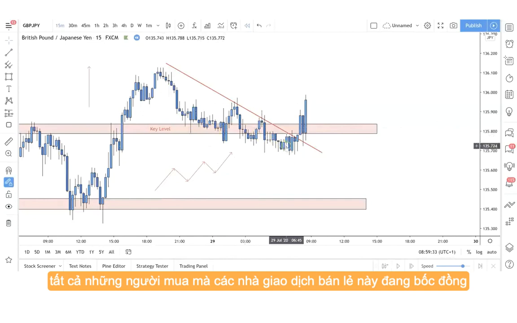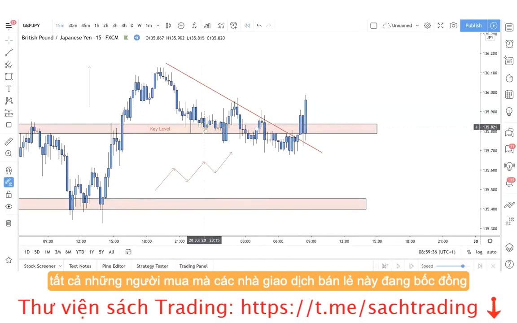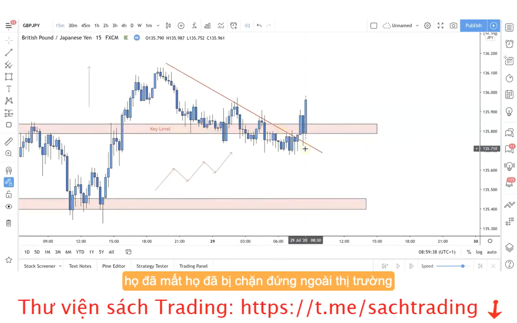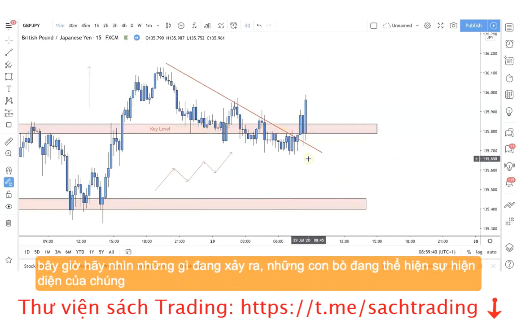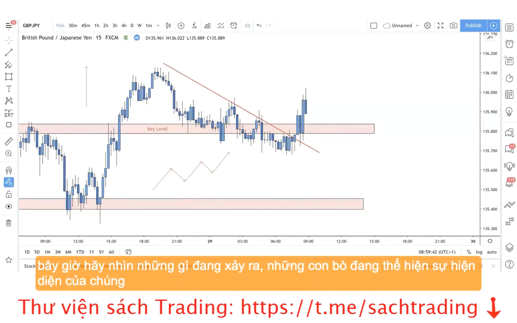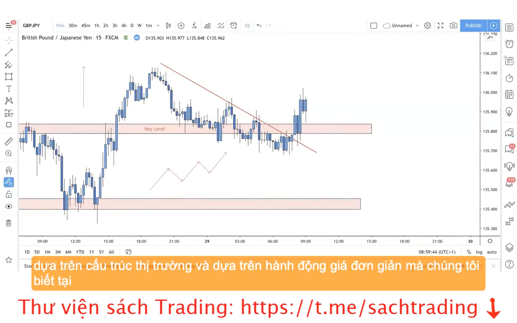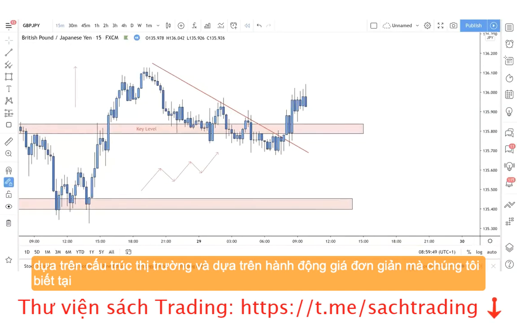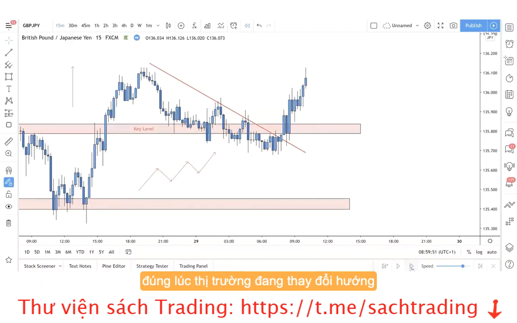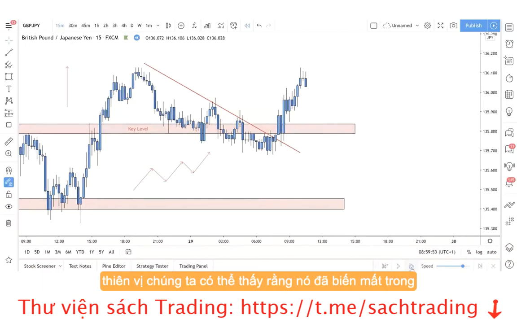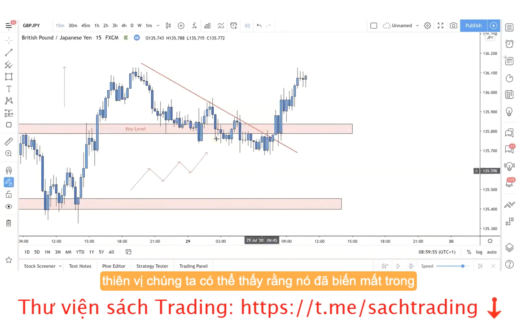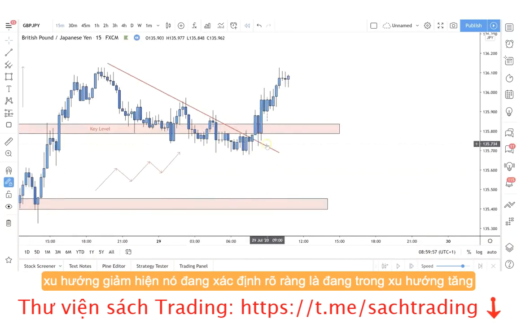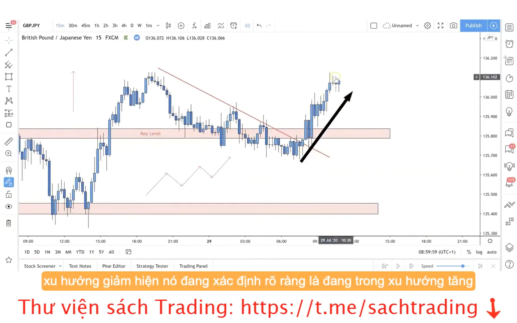All these buys that these retail traders are jumping in impulsively, they have lost. They have been stopped out of the market. And now look what's happening. The bulls are showing their presence. Based on market structure and based on simple price action, we know at this moment in time, the market is changing its directional bias. We can see that it's gone from being in a downtrend to now clearly identifying itself as being in an uptrend.